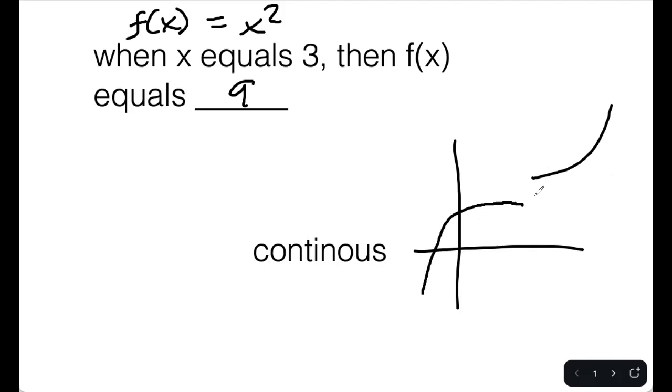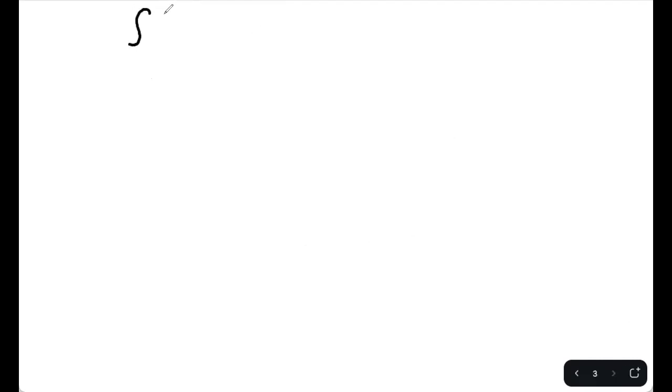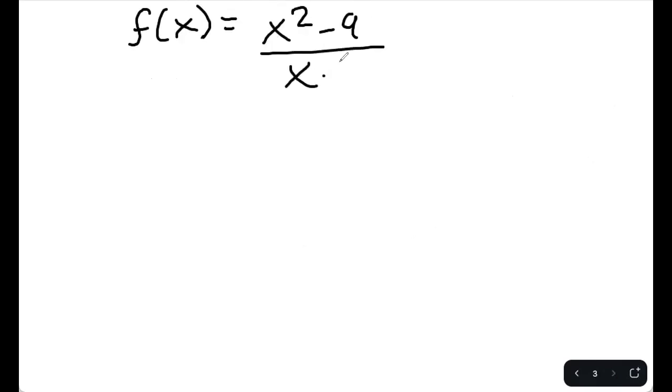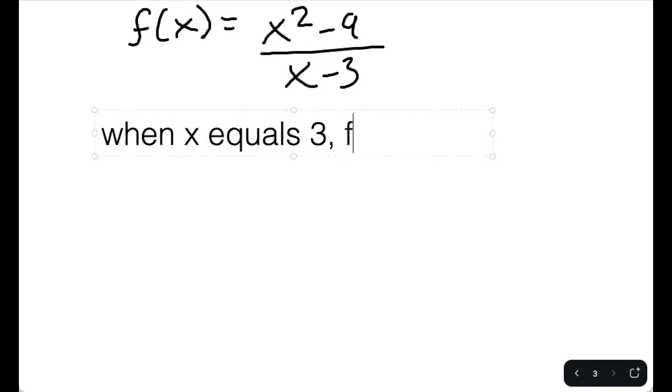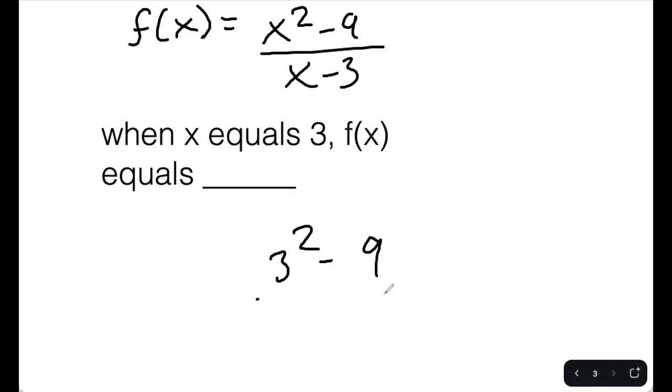There's a gap there. Here is an example of a function that is not continuous. Approaching and equaling do not get us the same result. When x equals 3, f of x equals plugging 3 into x. Ooh, this is weird.